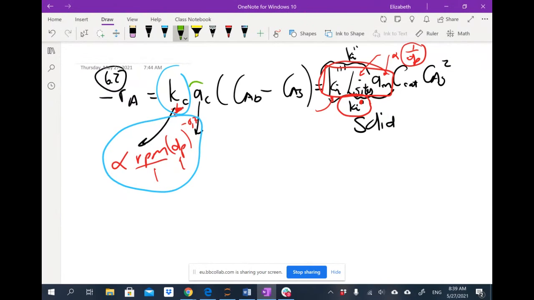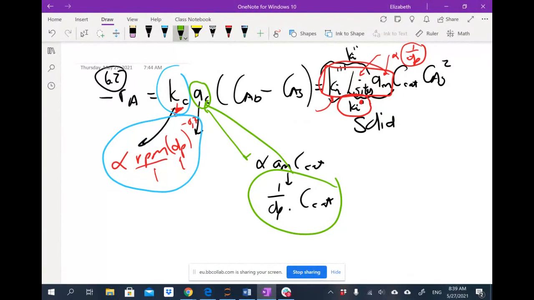Now, if I evaluate my AC, what is that proportional to? That is going to be proportional to, and you now need to inspect that, it's proportional to AM times CCAT for a CSTR. And AM times CCAT is proportional to the inverse of the particle diameter times CCAT. So if any of these variables change, my AC changes. Okay. So what many people neglect when they attack the first part of that 6.2, in the first part of that 6.2, the diameter stays the same.